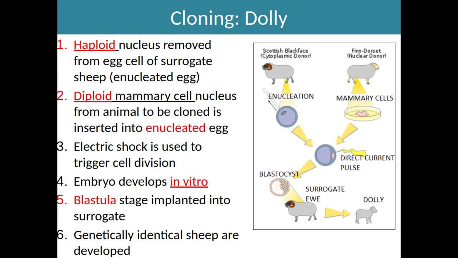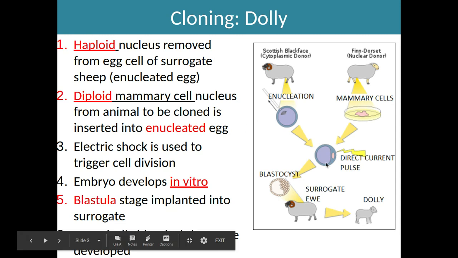So here is the picture. What you're going to see here is the enucleated egg, and here's the mammary cell. So this is sheep A, sheep B. We donate, okay? We take this, insert it here, remove this, make a blastocyst, implant it into sheep C, and then there you go. You have Dolly, who's identical to this one up here.